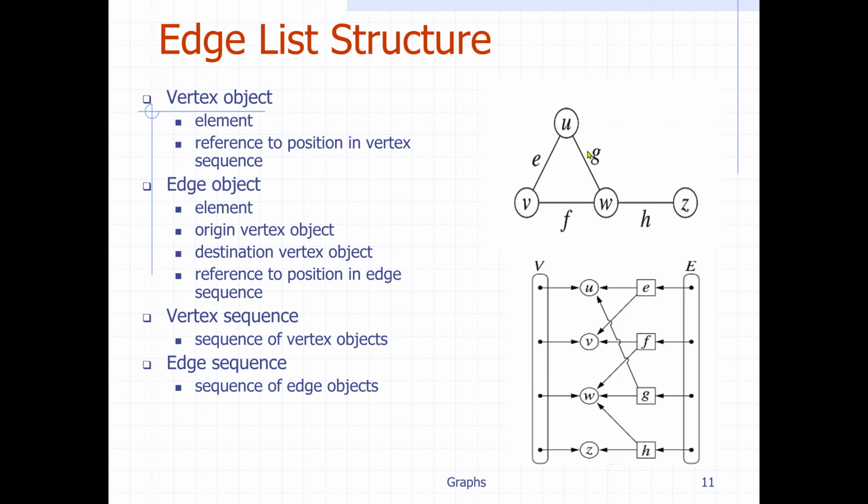So for example, at U here, we have 2 edges, E and G, so the degree is 2. But here we have 3 incoming edges, so 3 degrees.